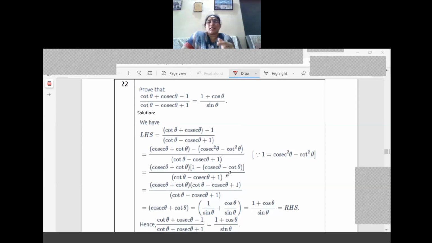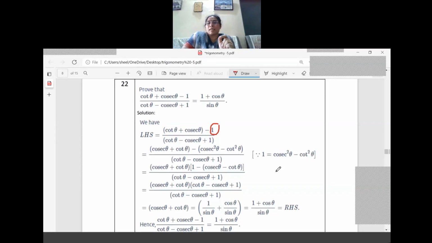Now, what is the method we have used here? Instead of 1, we have taken that identity where cosec and cot are there, right? So what should be written here: cosec square theta minus cot square theta. We have replaced 1 in the numerator, right? In the denominator there is no change, we have kept it the same.